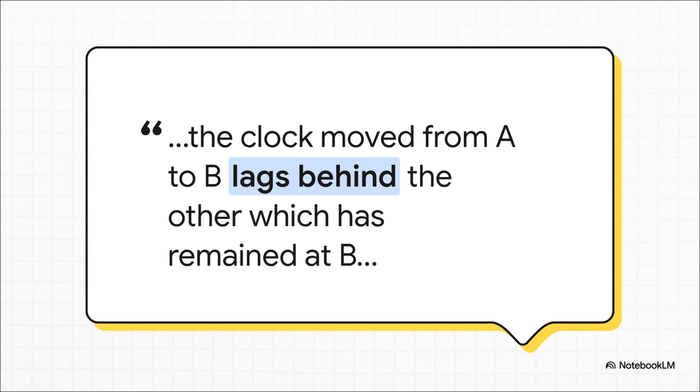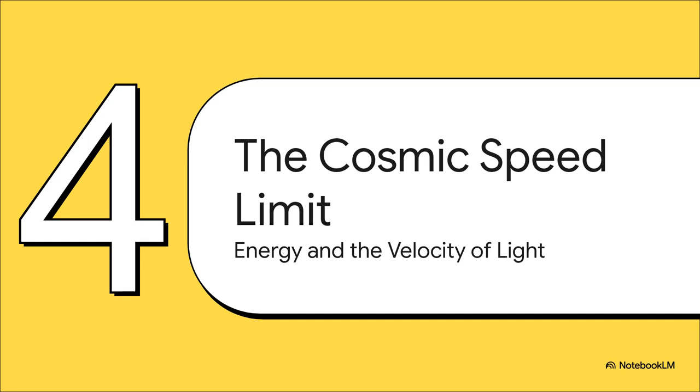And this leads directly to one of the most famous ideas in all of physics, the so-called twin paradox. If you take one of two perfectly synchronized clocks, send it on a long, fast journey, and then bring it back, it will have recorded less time than the clock that stayed put. The traveling clock literally ages less. Wild.